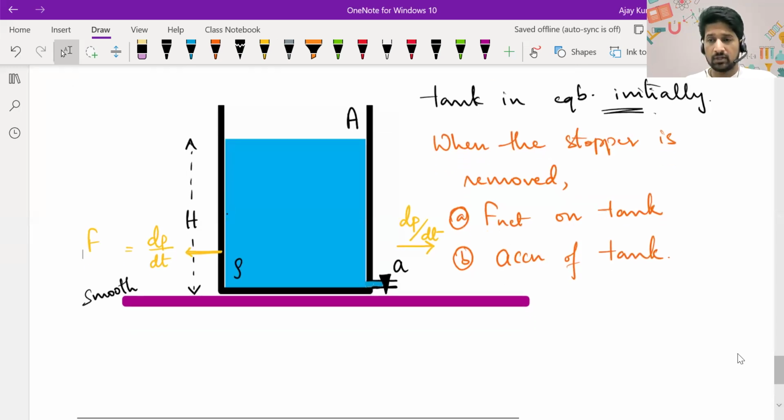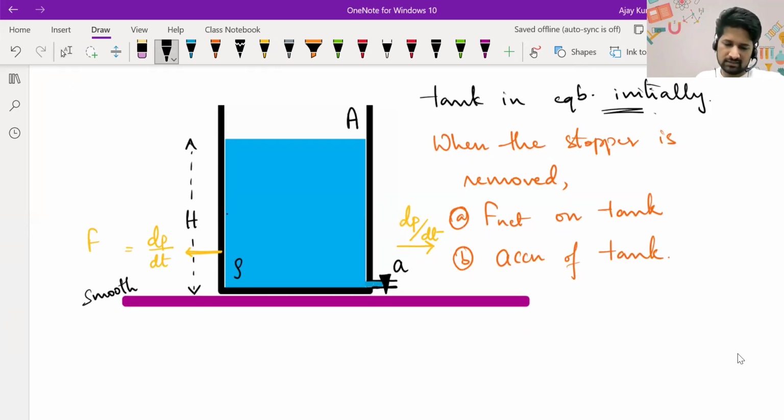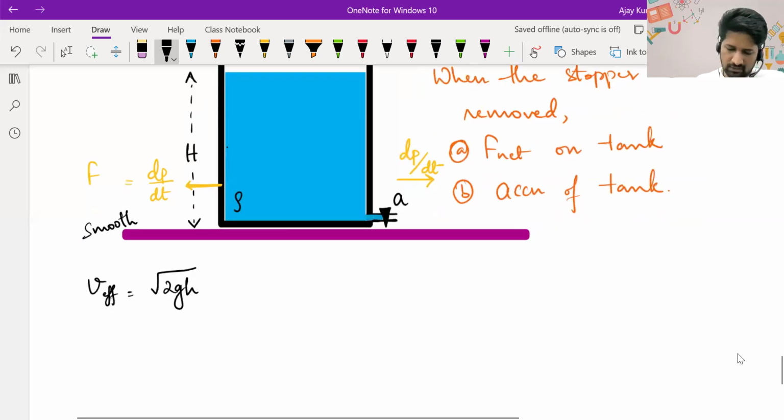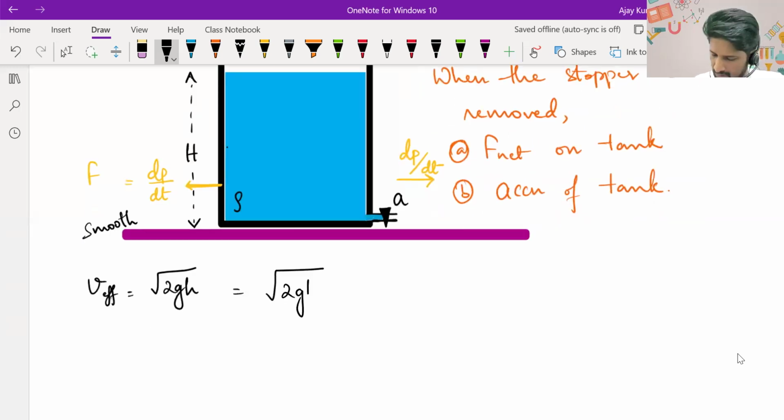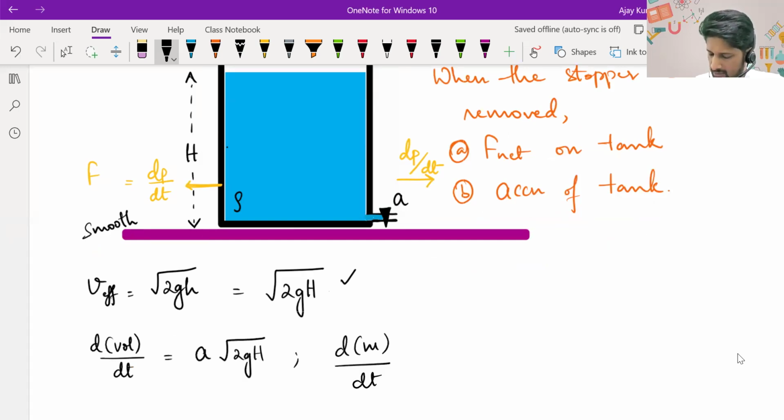So we have to find out the rate of flow of momentum just when the stopper is removed. I think this is easy. You all can manage. The speed of efflux we know is under root 2gh. We are still working under the assumption that small a is very small compared to capital A. So the height initially is capital H. So the speed of efflux is under root 2g capital H. If you know the speed of efflux, volume flow rate is cross-sectional area multiplied with speed. We know this, with mass flow rate rho A V, that is rho a into under root 2gH.